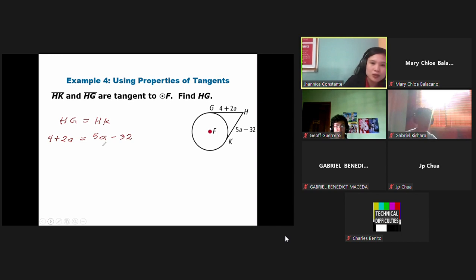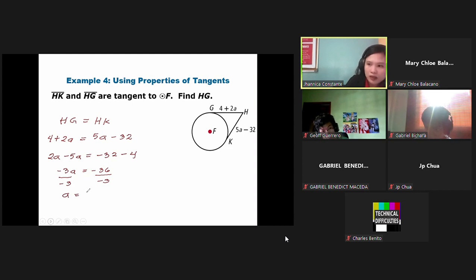So combine similar terms to find the value of A. So 2A minus 5A equals negative 32 minus 4. So 2A minus 5A will be equal to negative 3A equals negative 32 minus 4, which is negative 36. Divide both sides by negative 3. So the value of A is equal to positive 12. So we are done finding the value of A. But what we need is the exact measurement of our tangent HG.